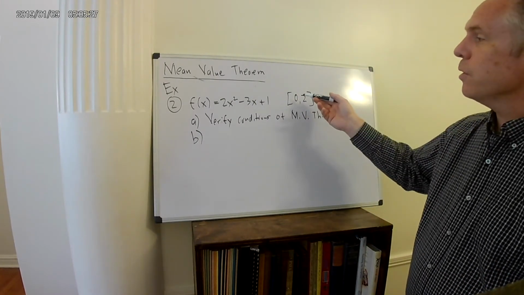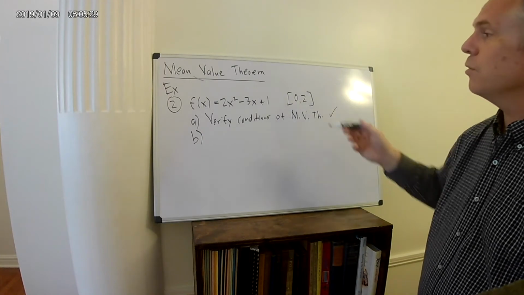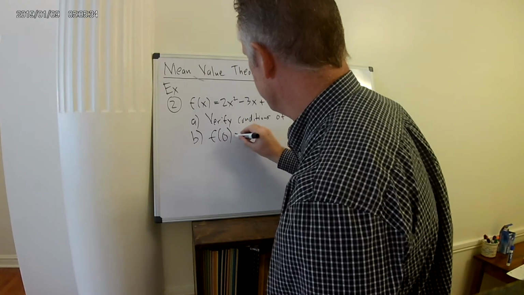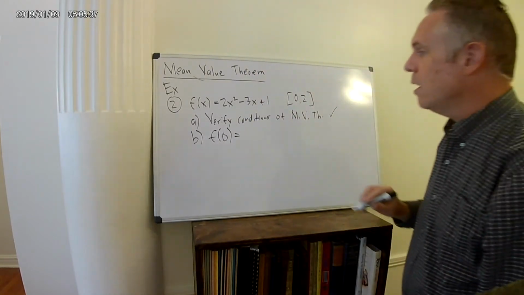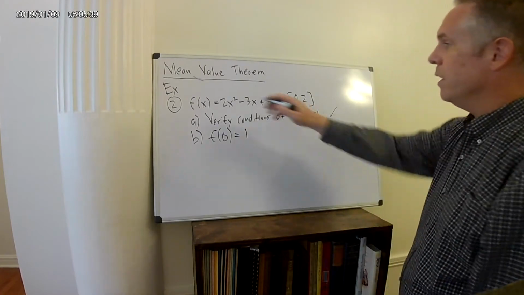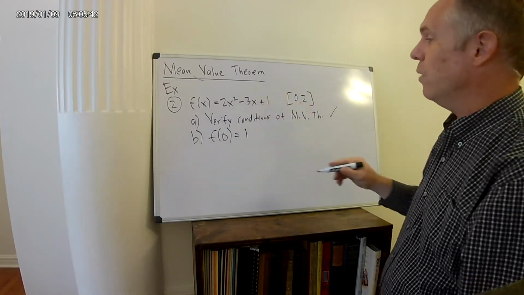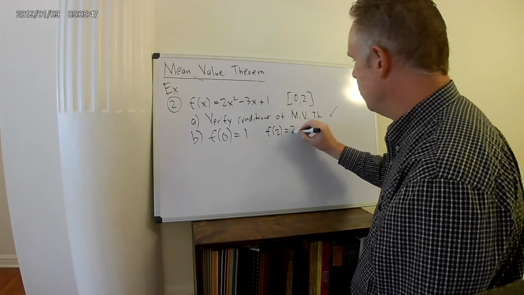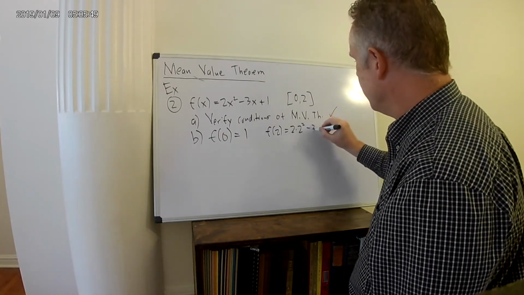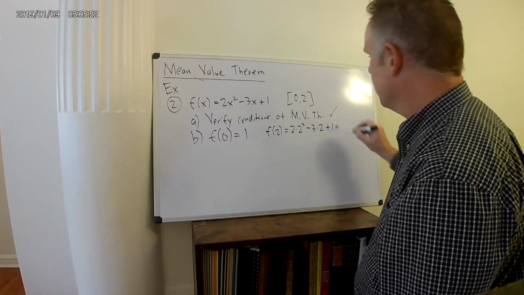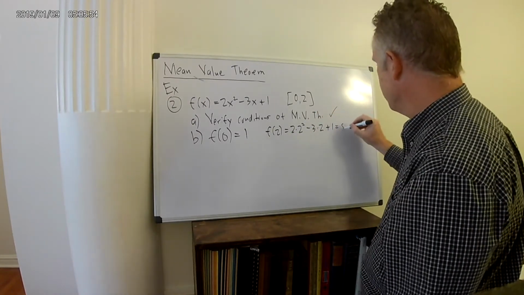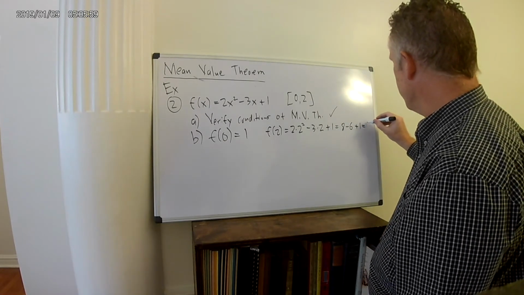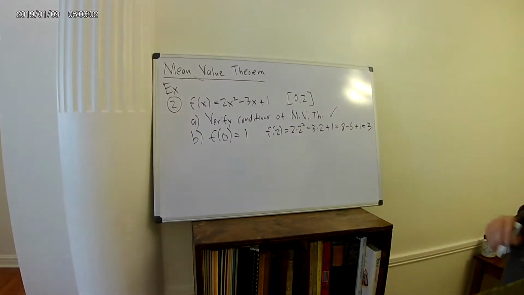Well, we first need to find the slope of the secant line that connects these 2 points. The way we do this is we plug in 0 for x. So f of 0 equals 1, right? If we plug in 0 for x, these 2 terms go away, we get 1. Let's plug in f of 2. We get 2 times 2 squared minus 3 times 2 plus 1. This equals 8 minus 6 plus 1, which equals 3, right? So f of 2 equals 3.